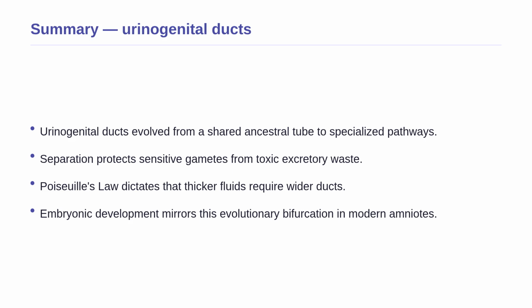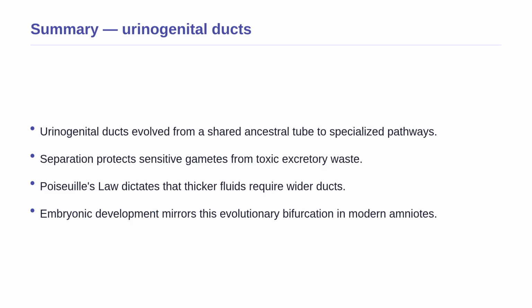To wrap up our lecture, let us review the key takeaways. First, we learned that urinogenital ducts evolved from a single shared ancestral tube into highly specialized separate pathways in modern vertebrates. Second, this separation is biologically crucial because it protects sensitive reproductive cells from toxic excretory waste.